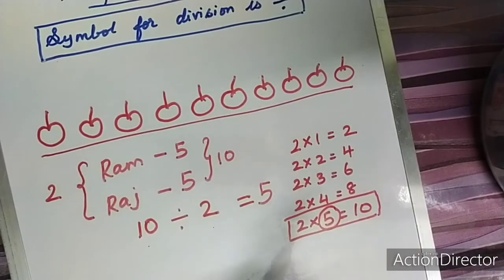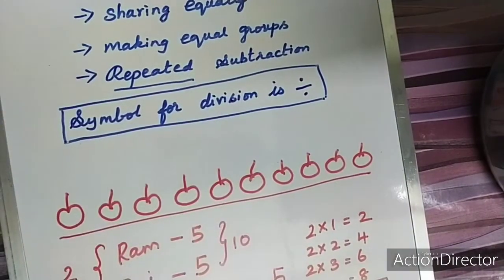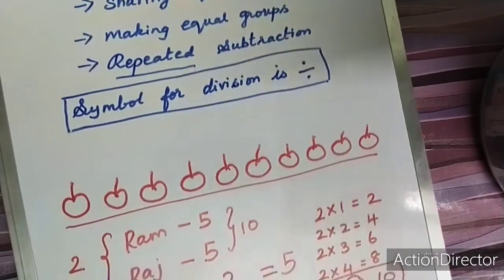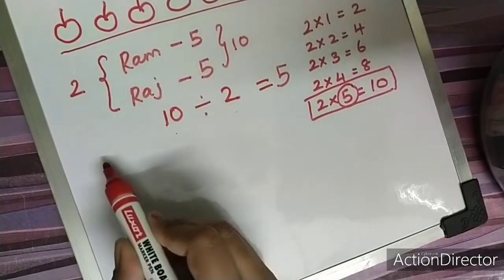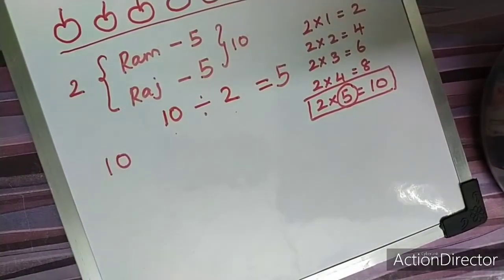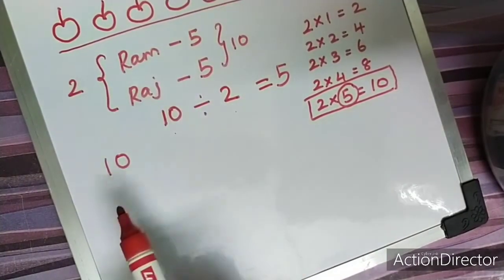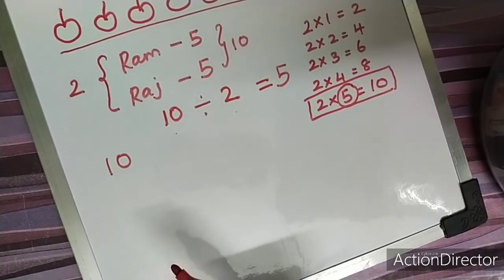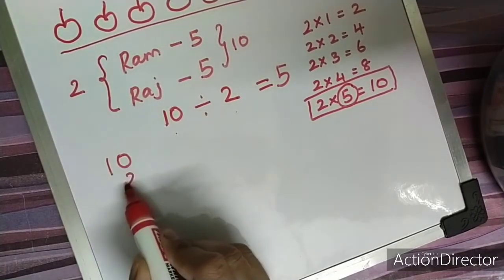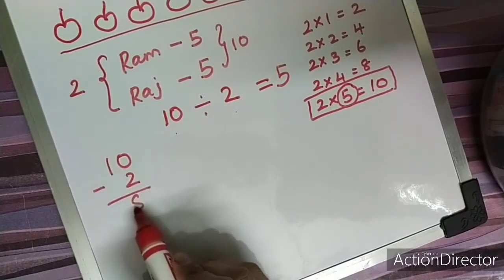Now we saw repeated subtraction. Division is nothing but repeated subtraction. We'll take the same 10 apples. How many persons are there? 2 persons, 2 friends. So I'm going to subtract repeatedly till I get 0. 10 minus 2 is 8.